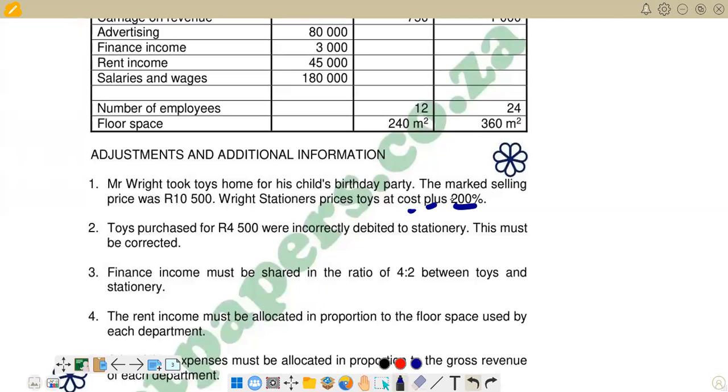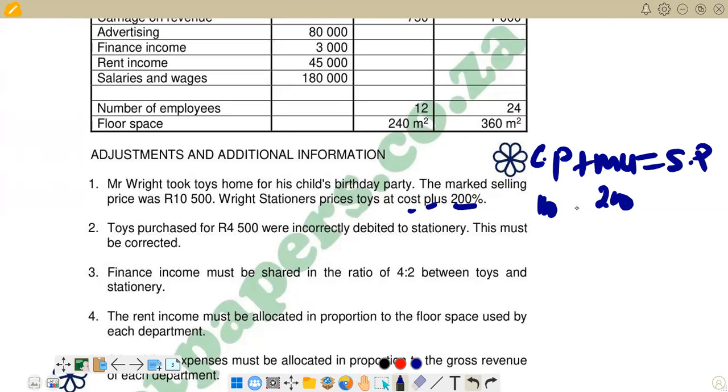plus 200%, which means we have got the cost price, and then we add the markup, and then we get our selling price. So it means 200% is the markup because it's the additional. The additional becomes the markup, so here we put 200% representing our markup. Then our cost price we are not given, but remember, cost price is always 100%. So if you add 100 plus 200, you're going to get your 300%.